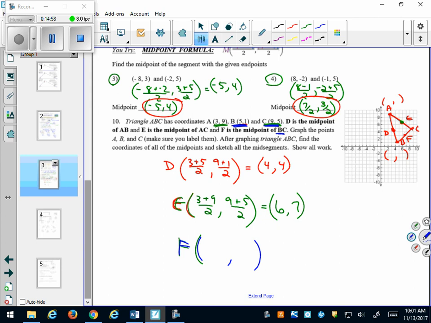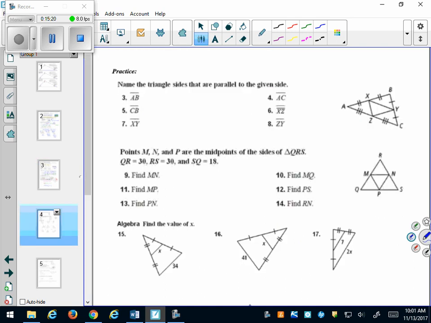Okay, did you do it yourself? You should be doing it. B and C. 5 plus 9, and 1 plus 5. So that's 7, 3. Okay, and then you sketch the midsegments by drawing those in there. All right. So that's pretty much it.